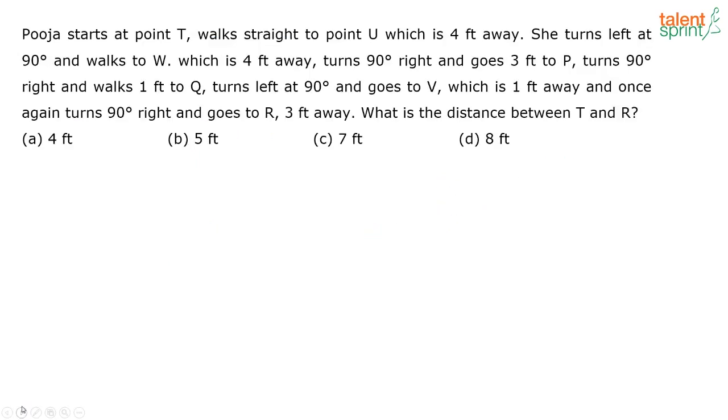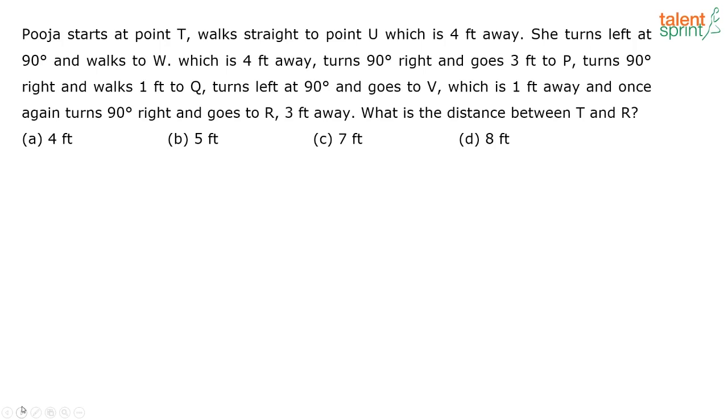Next one. Pooja starts at point T, walks straight to point U, which is 4 feet away. She turns left at 90 degrees and walks to W, which is 4 feet away, turns 90 degrees right and goes 3 feet to P, turns 90 degrees right and walks 1 foot to Q, turns left at 90 degrees and goes to V, which is 1 foot away, and once again turns 90 degrees right and goes to R, 3 feet away. What is the distance between T and R?